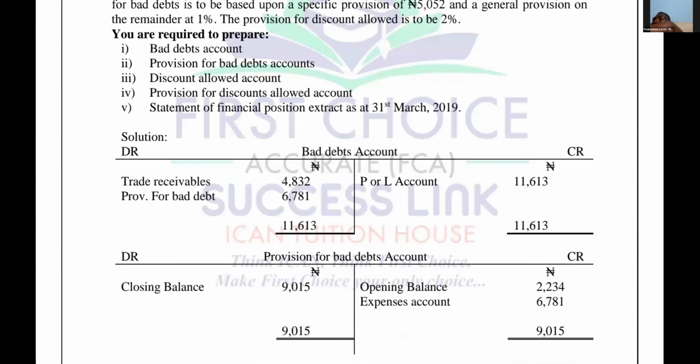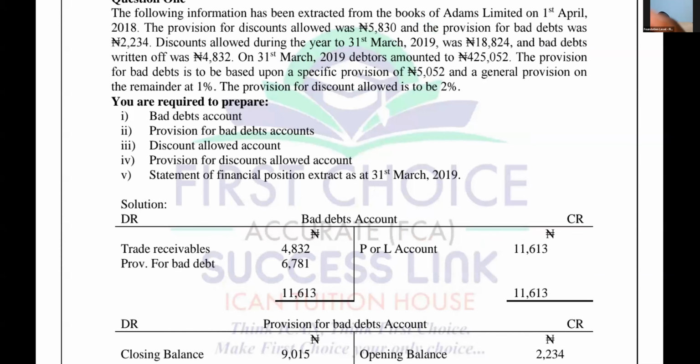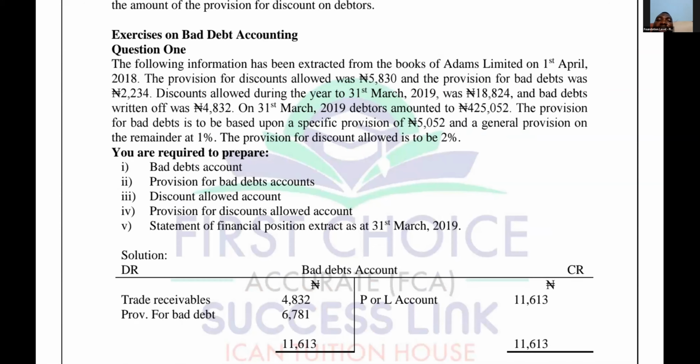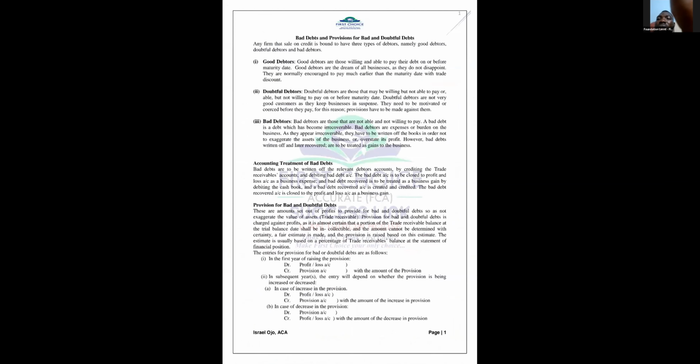Now that we have that, multiply it by 1%, or 0.01. That will give us 3,963.44. Now that figure is the additional provision. So for us to get the total allowance or total provision for bad debt, it will be that figure plus the specific one given to us, 5,052. That will give us about 9,000.